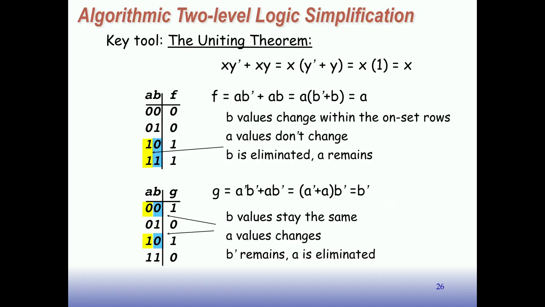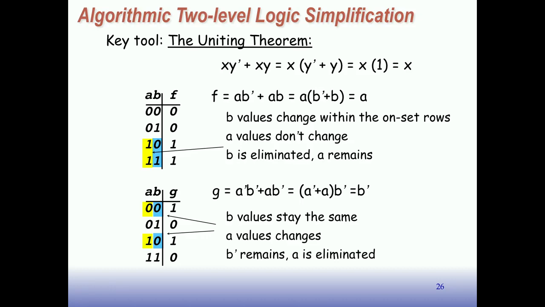If the output stays a 1, even though B changes, the output cannot be dependent on B. Right? That's really what it says. B goes from 0 to 1. It has no effect on f, therefore f is not a function of B, and we can get rid of B. And that's really all that this uniting theorem says here.